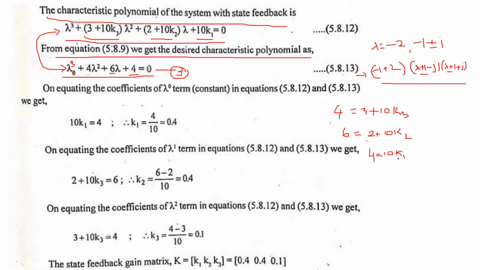Now solve these three equations. Here I can write k1 is equal to what? 4 by 10. K1 is equal to 4 by 10, which should be 2 by 5. Therefore, when I get K1 like this, I can calculate K2 also. What is the K2 value from here? Again, I will get the same value, because 6 minus 2 is nothing but 4. Therefore, K1 and K2 values should be 0.4 and 0.4. What should be K3? K3 should be 0.1.